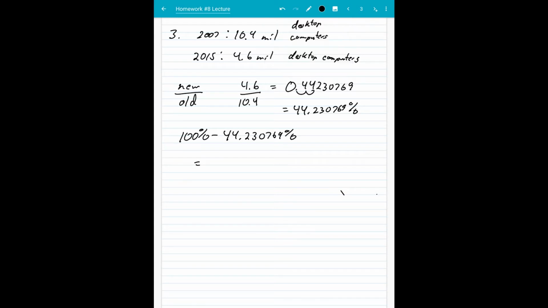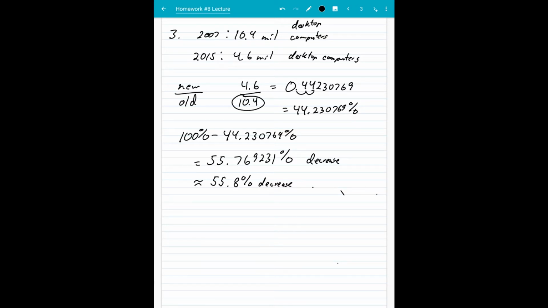Typing it over on my calculator. 55.769231% decrease. And that's what it gives us. So we end up losing, in the book it says round it, so 55.8% decrease. Round it slightly up to the next one. So we see we lost more than half the price.